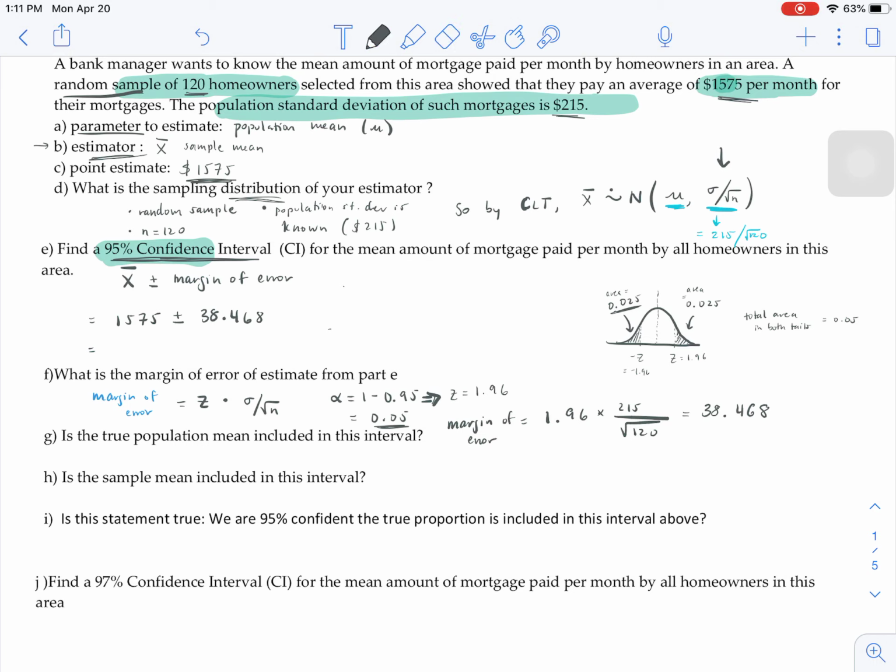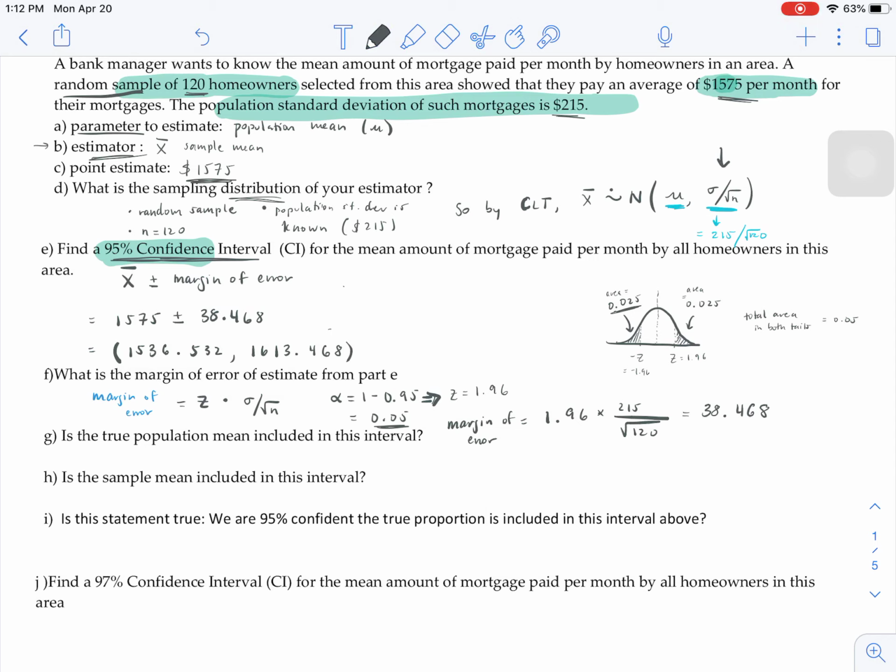If I plug that into my calculator, I'll first do 1575 minus 38.468. That'll give me the lower bound of my confidence interval. I should get 1536.532. And if I take 1575 plus 38.468, that'll give me the upper bound of my confidence interval. That's 1613.468. This is my confidence interval.